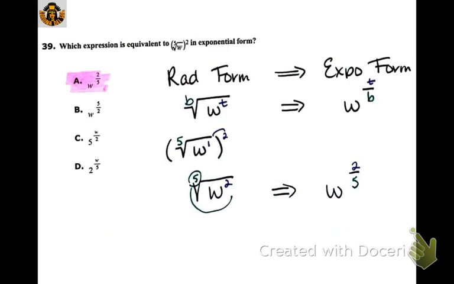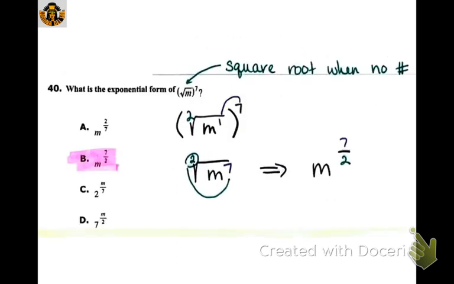This is changing the radical to a fractional exponent. So you just have to remember where the numbers go. So the index, which is that number there, goes on the bottom. So it's just w and then 2 raised to the 2/5. Same thing, remember when there's not a number there as an index, it's always understood to be a 2. So this would be equal to m raised to the 7/2.